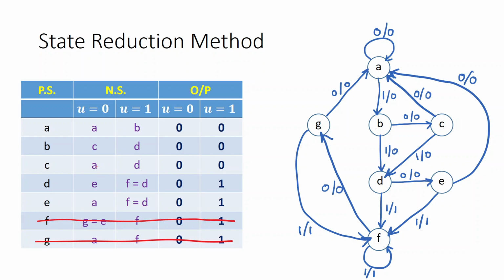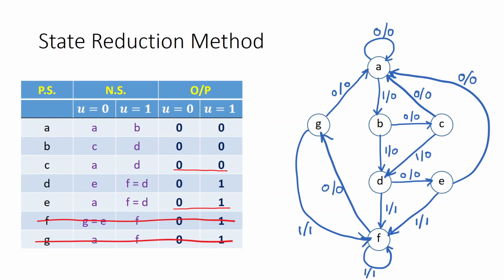The next state combination, you see, the next state is A for u equals 0, D for u equals 1, and in E, A for u equals 0, D for u equals 1. Next state is the same, but the outputs are different. In C, both the outputs are 0, in E, the outputs are 0 and 1 for input 0 and 1. Hence, C and E are not duplicate states.